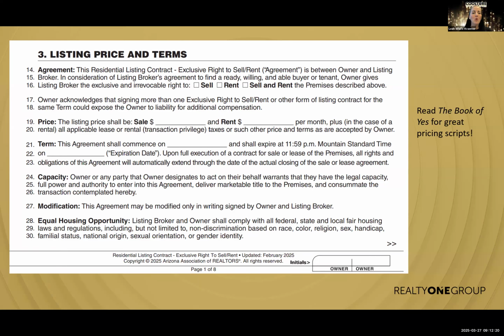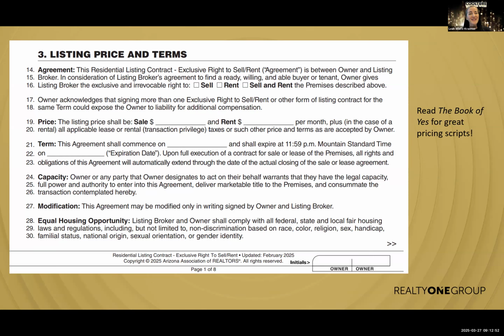Owner acknowledges that signing more than one exclusive right to sell, rent, or other form of listing contract for the same term could expose the owner to liability for additional compensation. So we're putting it right out there. Do not sign more than one of these, especially exclusive rights, because that means that you will owe two brokers. Now, the likelihood of this happening, assuming the listing is going into the MLS, is pretty slim because it's going to flag you that there's an error, there's a problem, and the person who had it signed first is ultimately going to be the prevailing broker for that situation.